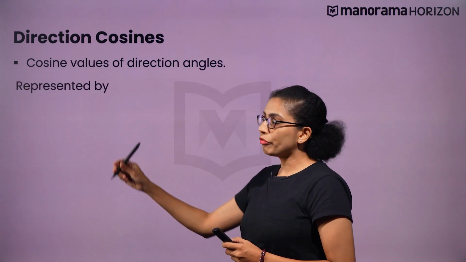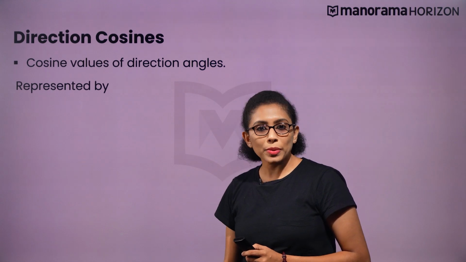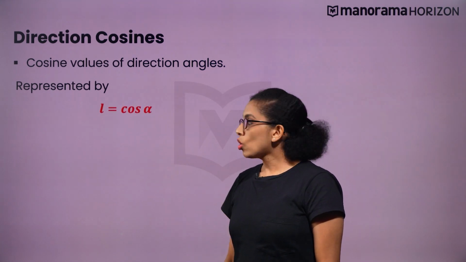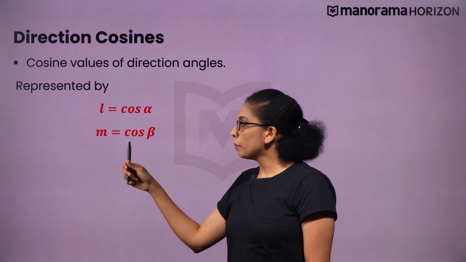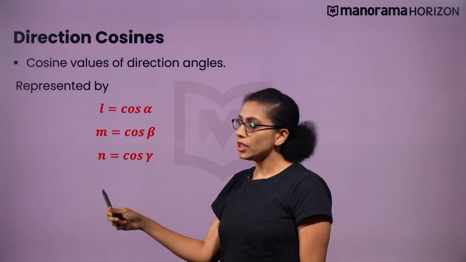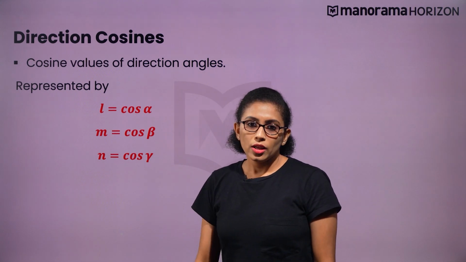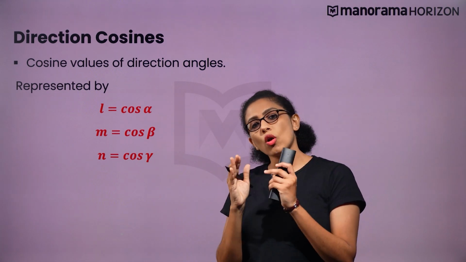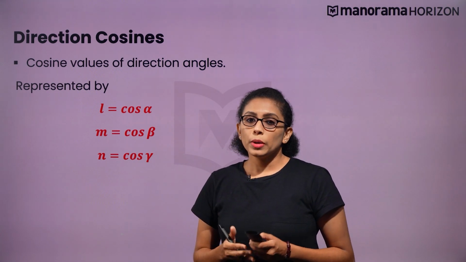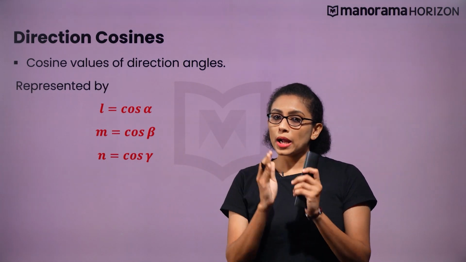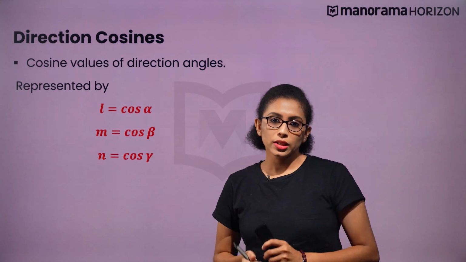Now, cos alpha is represented by the letter L, cos beta is represented by the letter M and cos gamma is represented by the letter N. If we reverse the vector, the signs of the direction cosines will also be reversed. Why? Because now the angles under consideration are pi minus alpha, pi minus beta and pi minus gamma.